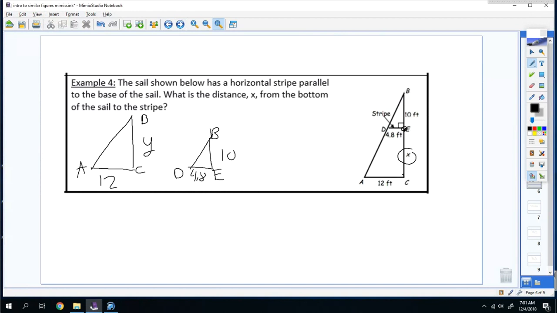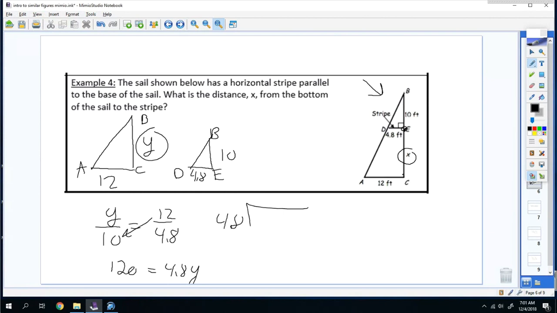Well, I'm going to ignore this one over here. Instead, I'm going to use these two triangles I just created to figure out what y is. So we're just going to set up a proportion: y over 10 is equal to 12 over 4.8. So I do 12 times 10, which is 120, equals 4.8y. So I divide 4.8 into 120. You can't have a decimal, so you move it. 48 goes into 1,200 25 times.